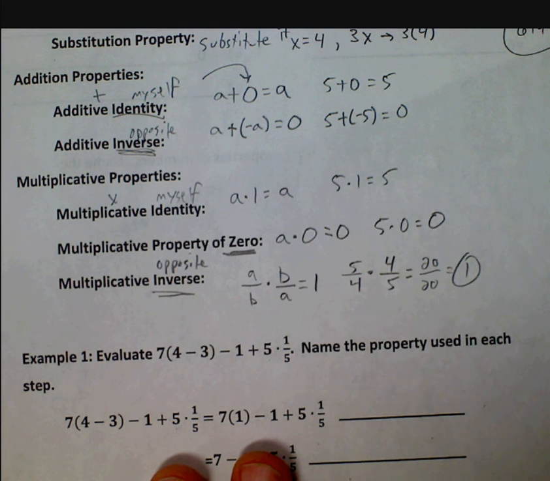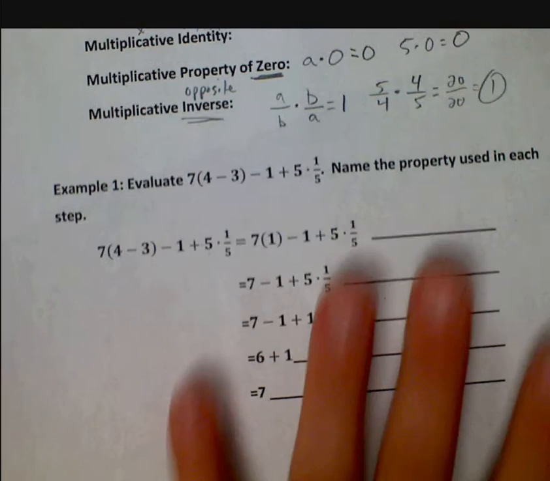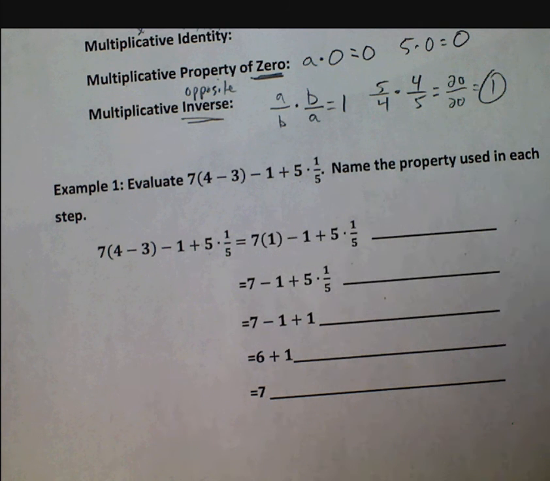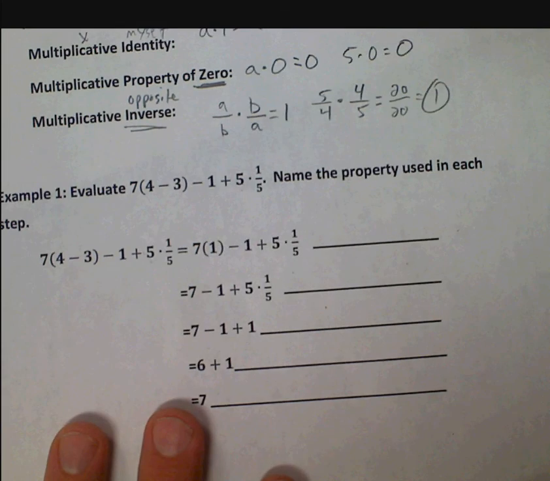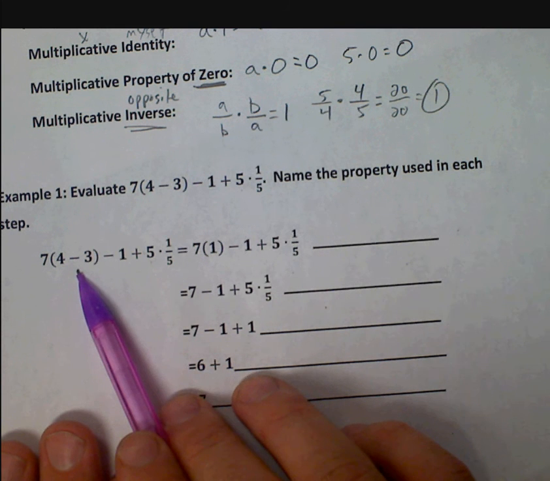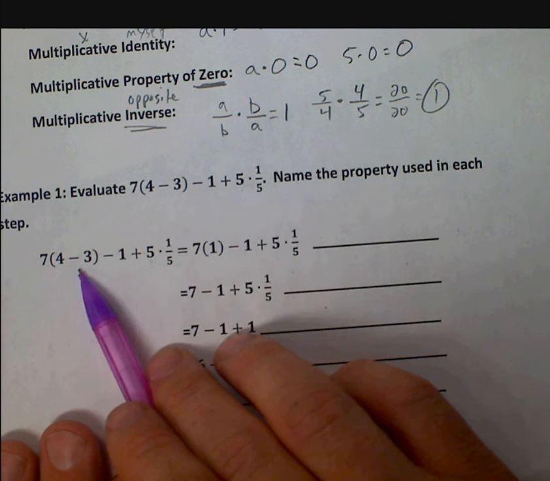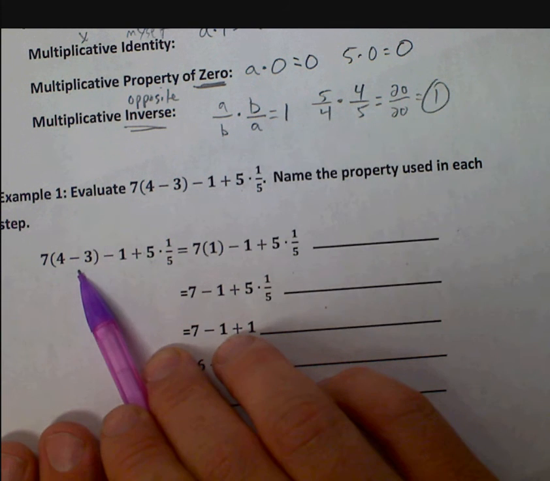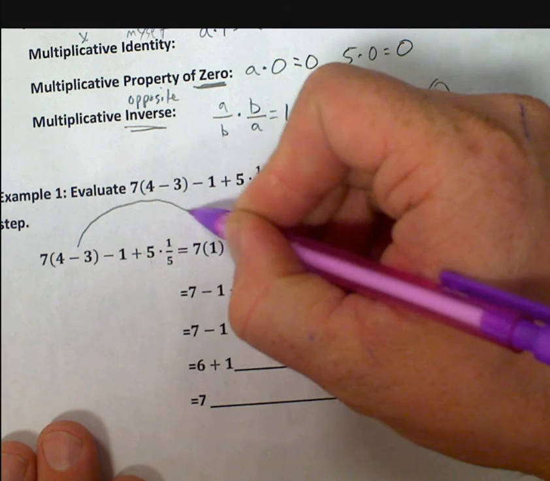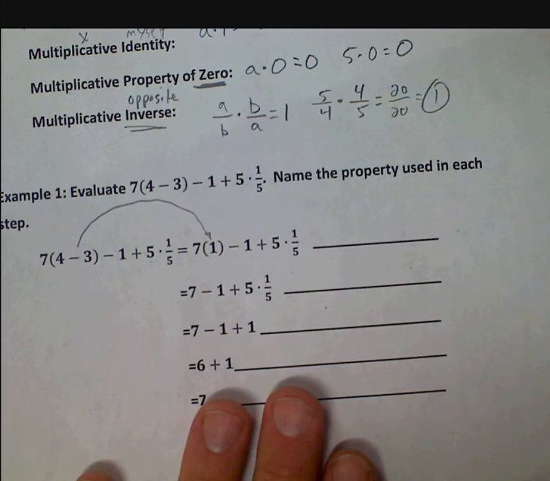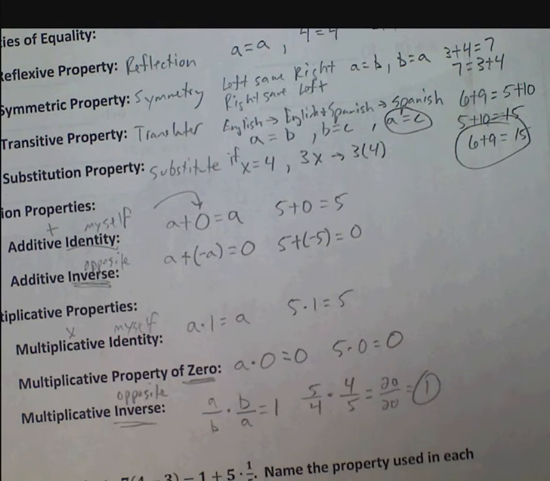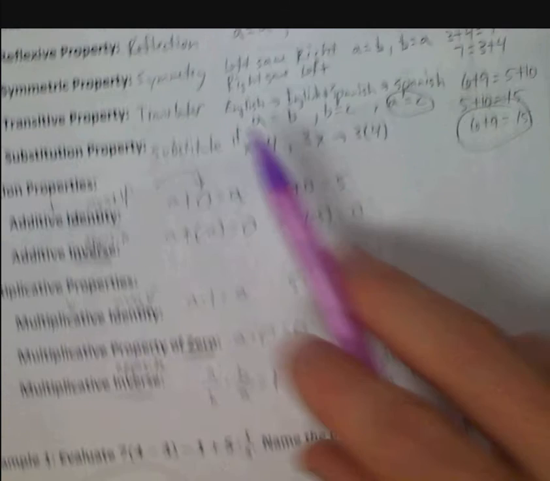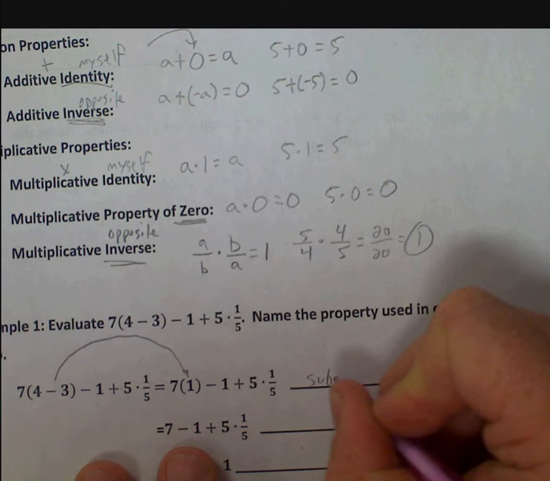Multiplicative inverse. So let's go ahead and look at example 1. We must evaluate this and name the property used. So, how did I get from here to over here? The first thing they did is they did parentheses. So they took 4 minus 3. They say 4 minus 3 is 1. The only property that states I take one thing and I insert it would be my substitution property. 4 minus 3 becomes 1. This is substitution.